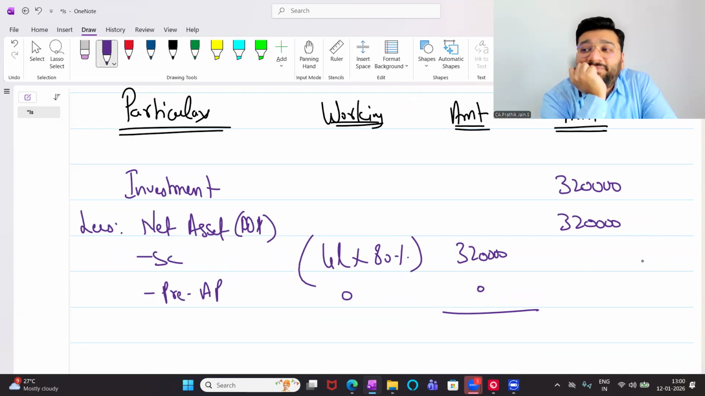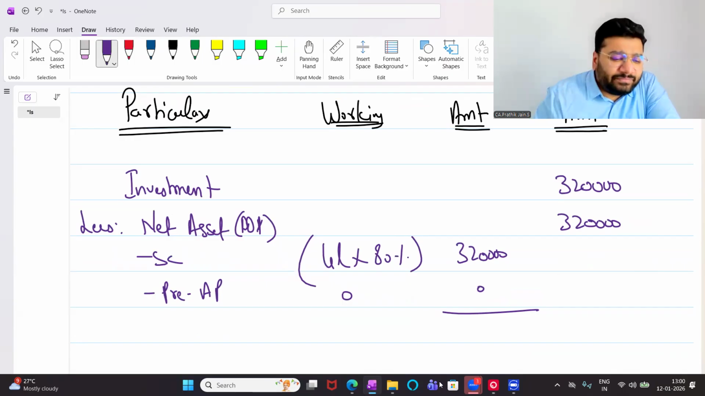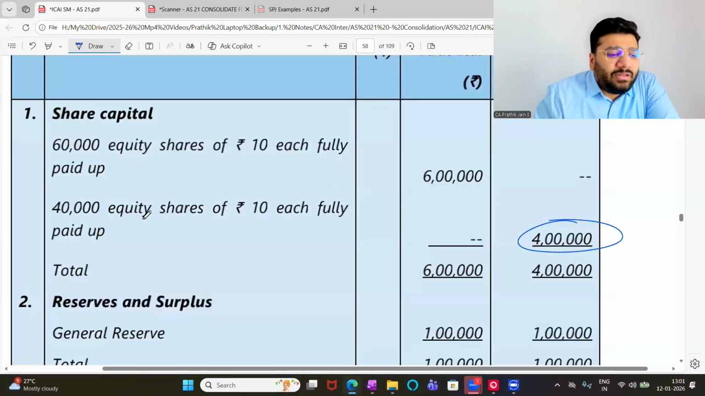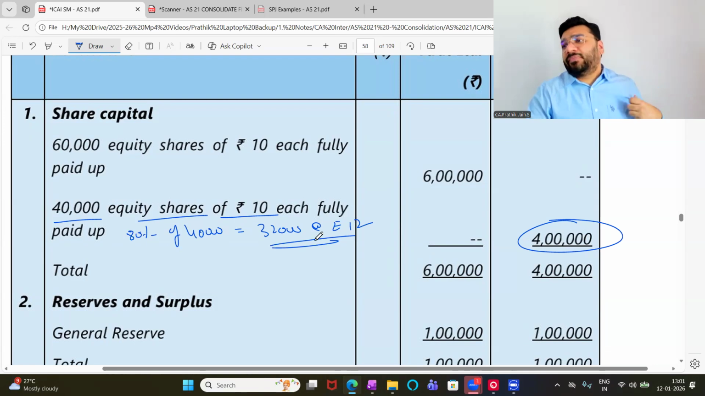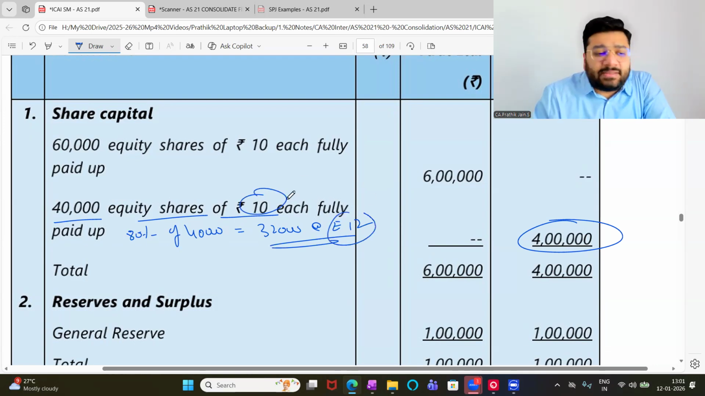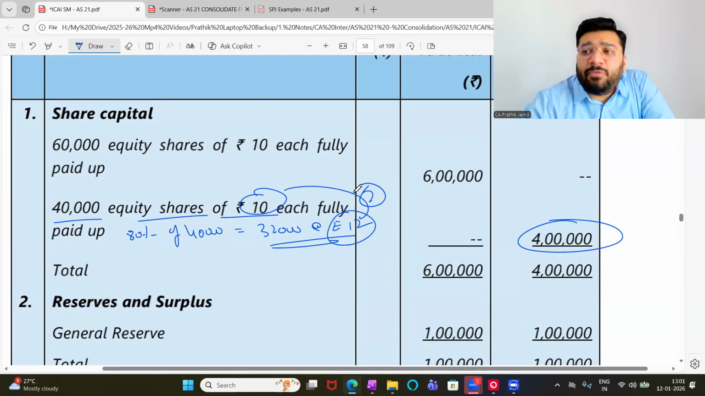Incorporation, at what rate will they issue: at par, at premium, at discount? If it is at premium, okay, we'll do premium. I'm just twisting the question. Virat Limited has purchased 80% of 40,000, how much is it? 32,000 shares at rupees 12. 10 is face value, 12 is issue price. Difference of 2 rupees is security premium. This security premium goes where? Reserves and surplus. Pre or post? Post only. So pre will not come here.